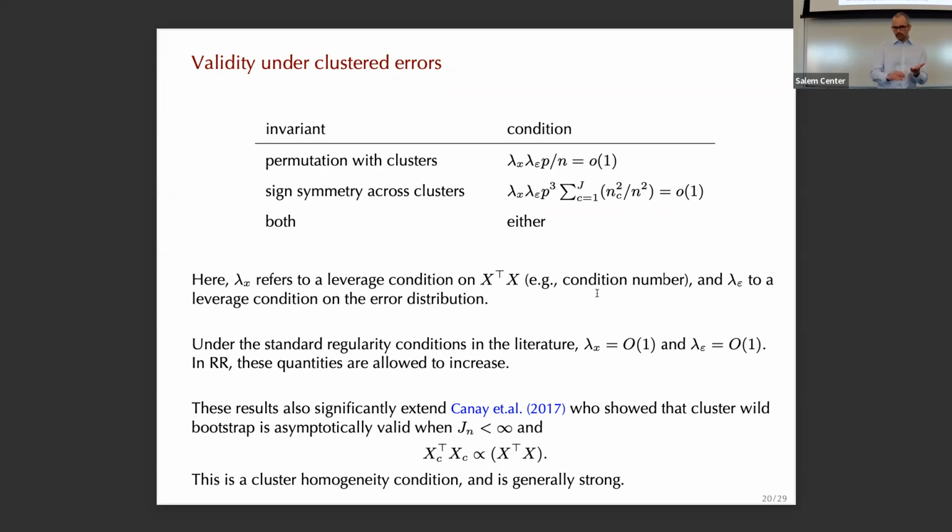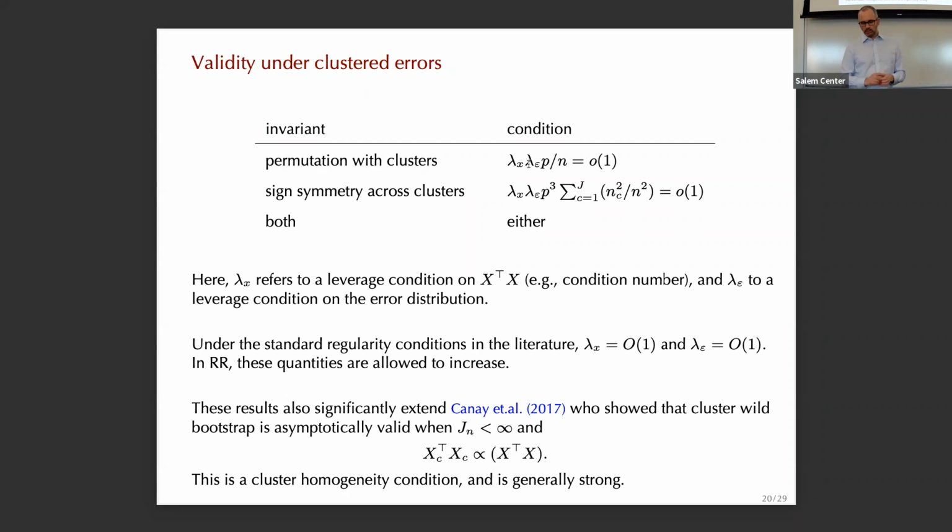Sometimes it's also the OLS leverage, the linear regression leverage, as it's defined in the standard way. This lambda epsilon is the leverage in the error distribution. For example, when you have exchangeability within clusters, this lambda epsilon is the maximum cluster variance over the minimum cluster variance of your errors.